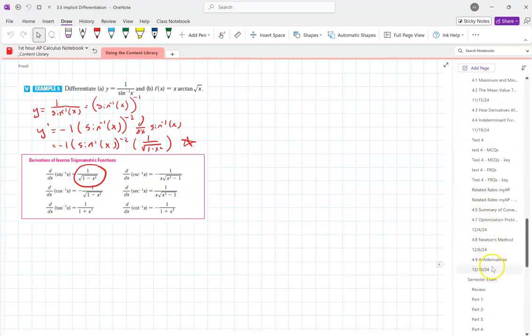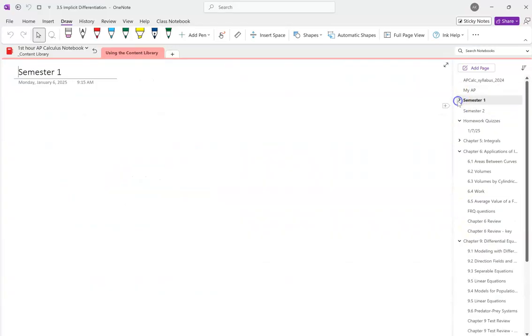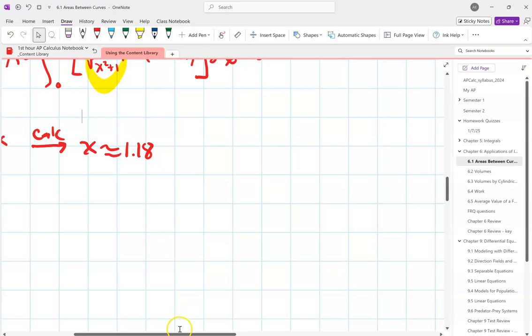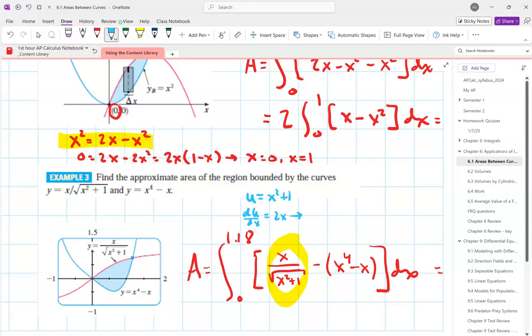Yeah, use substitution. Sounds like an excellent idea. So what should my u be? X squared plus 1. So my du dx is going to be 2x. So du over 2 is going to equal x dx.